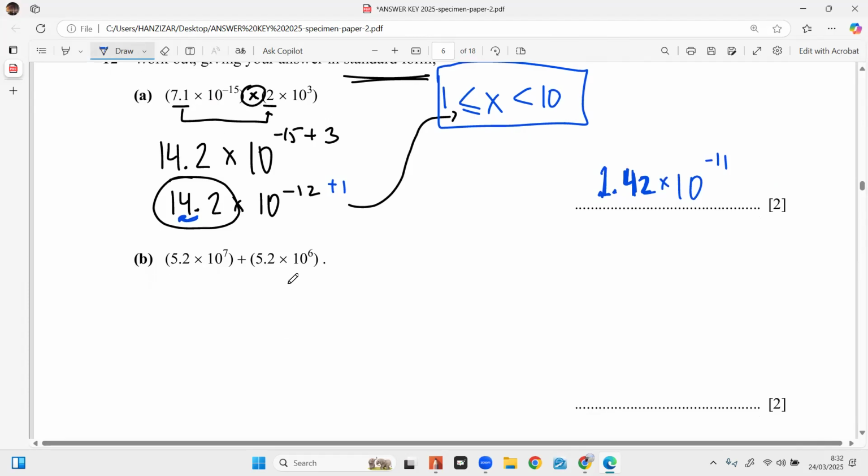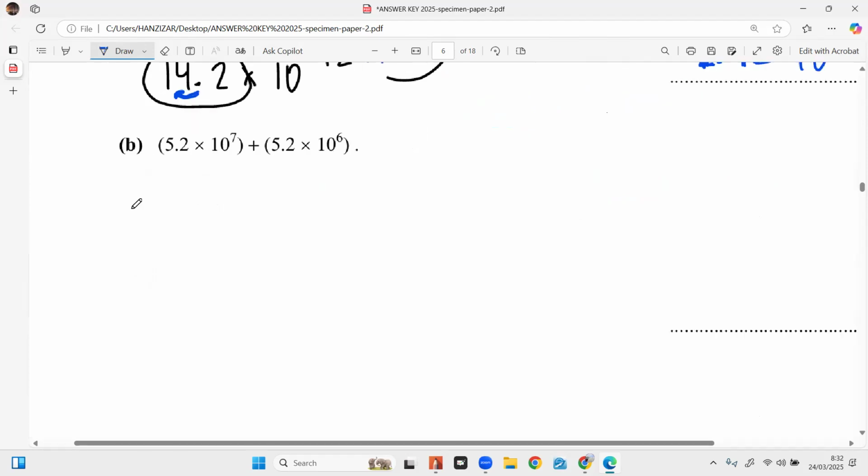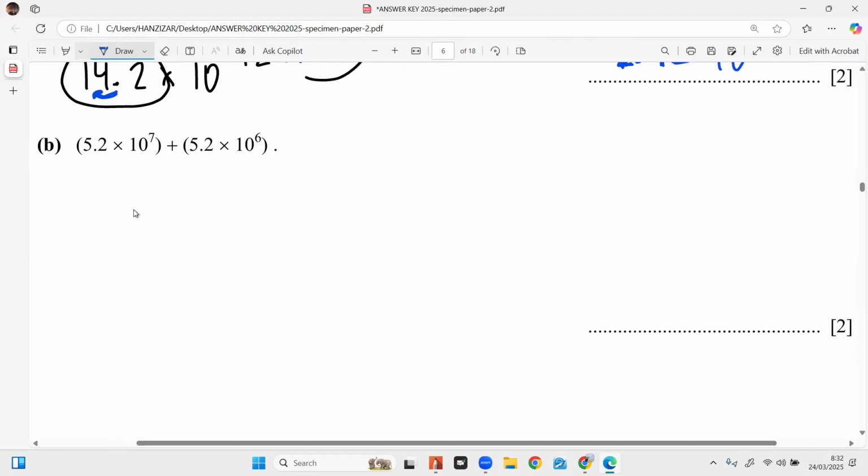Okay, guys, look. For question B, it's slightly different, but it will create a fatal mistake if you do it the same way. Okay, focus.